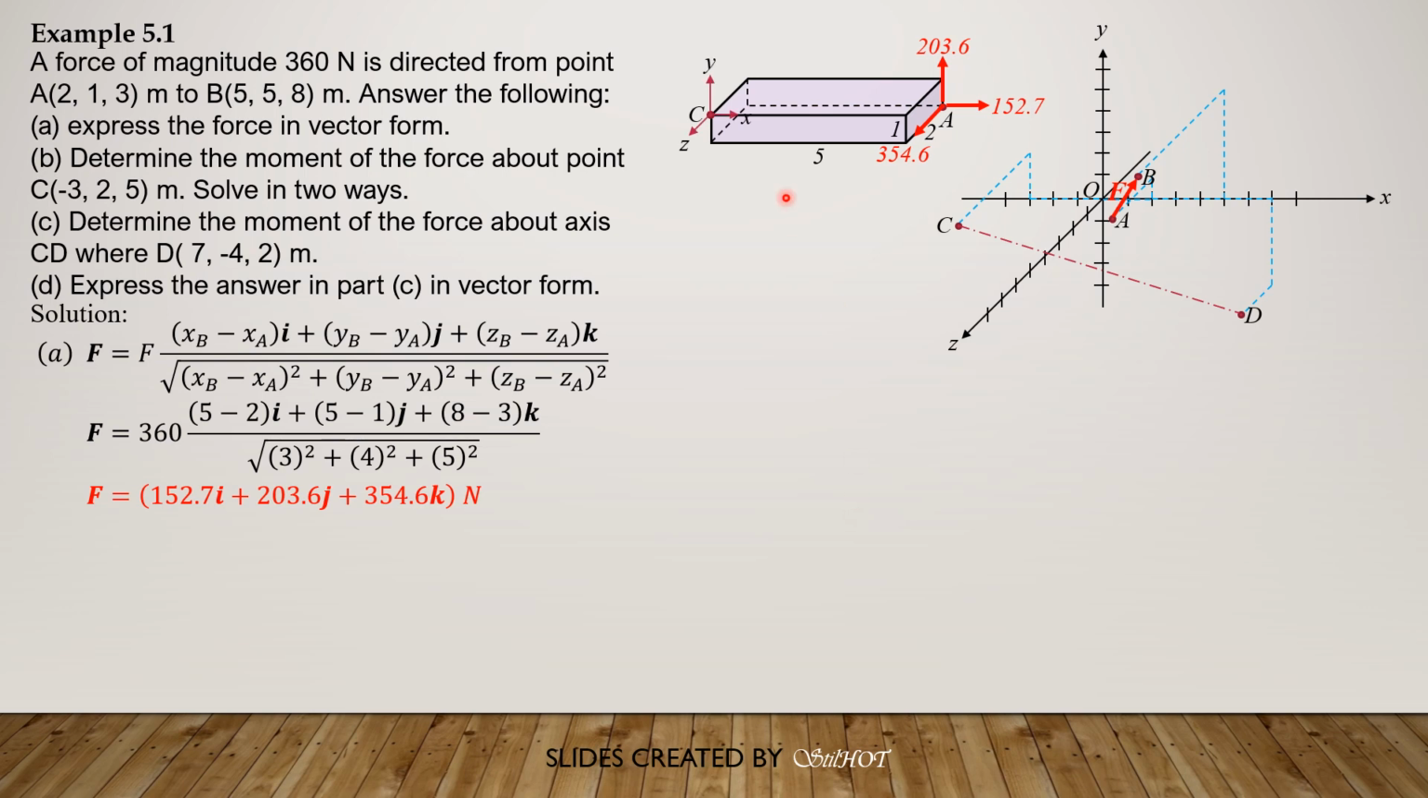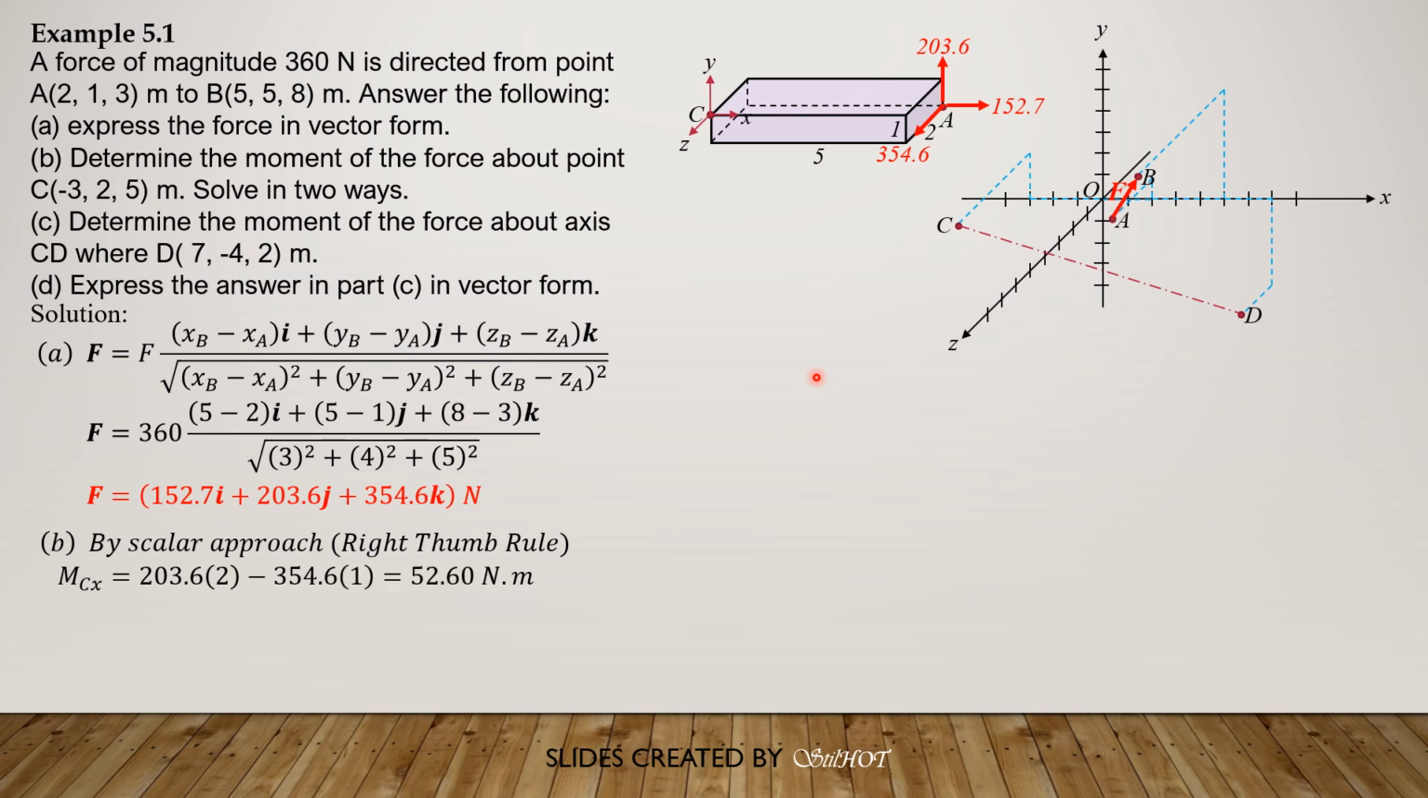So this is the local x, y, and z axis at point C. So by right thumb rule, moment about Cx is equal to 203.6 times 2 minus 354.6 times 1. So that's the moment about Cx, which is the x component. So 203.6 times 2 minus 354.6 times 1, so 52.6 Newton meter.